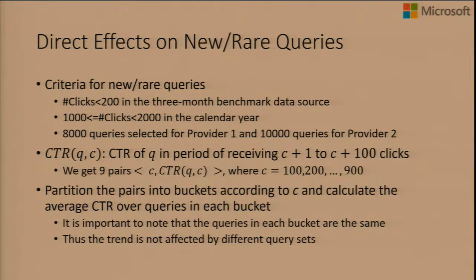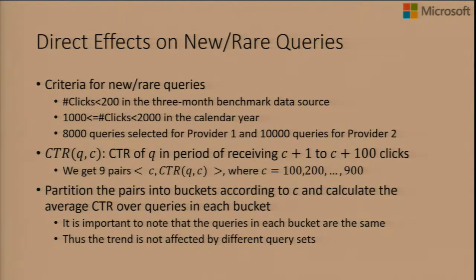Now, all these queries have at least 1,000 clicks. So similarly we partition them into buckets. Here the buckets span from 100 to 200, 200 to 300, and the largest one is 900 to 1,000. We do not consider 1,000 to, for example, 1,100, because not all the queries in those sets have 1,100 clicks, since the guarantee is that each query has at least 1,000 clicks. So we get 9 pairs.